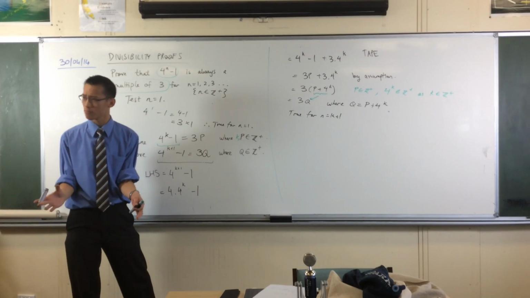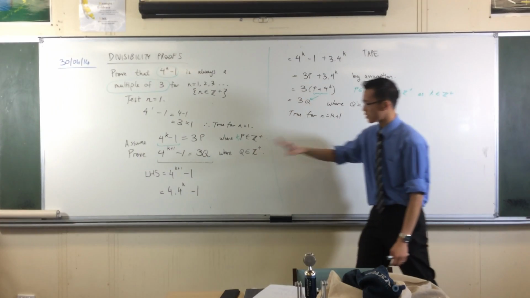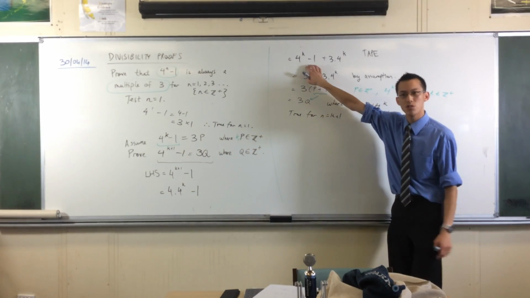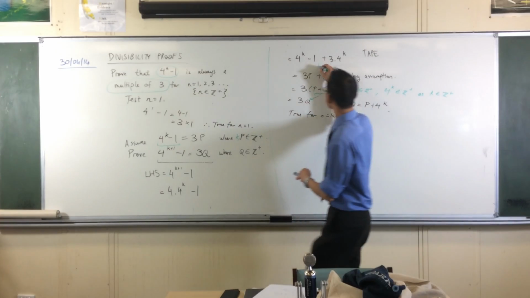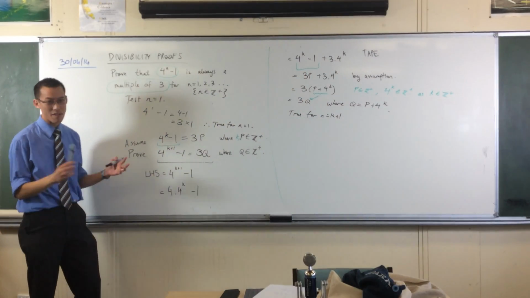But did you see what we did? You saw the way we did it? Your assumption is as normal, okay? But you want to twist and turn this part here so that you can use the assumption. Right? Now, I did say you could do it another way. It's not very, very different.